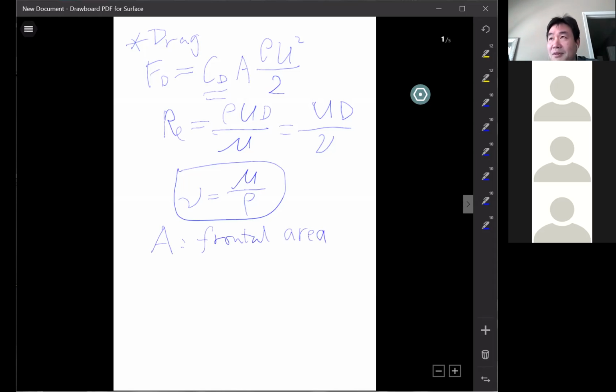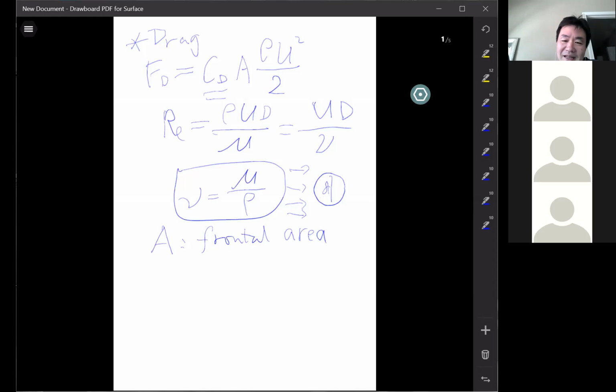What do you mean by frontal area? What is the frontal area of a cylinder? For flow over the cylinder, how do you give me an equation? Let's say the diameter is D. How do you calculate the frontal area of the cylinder? Pi r, I'll give you a D. Can you use D? Half pi d.